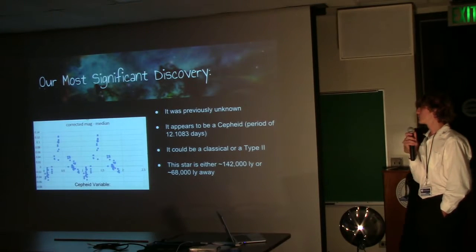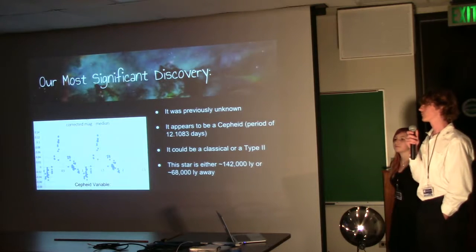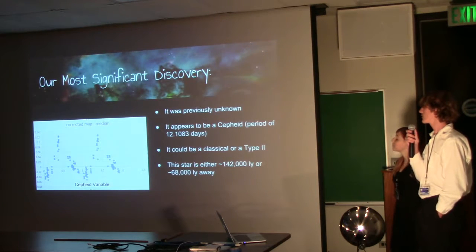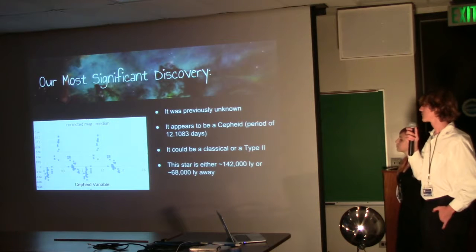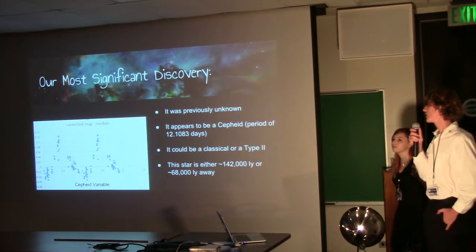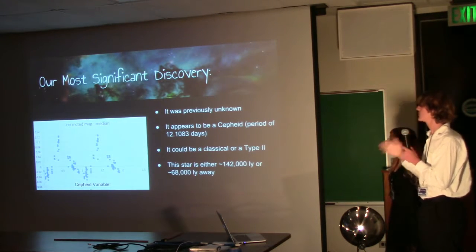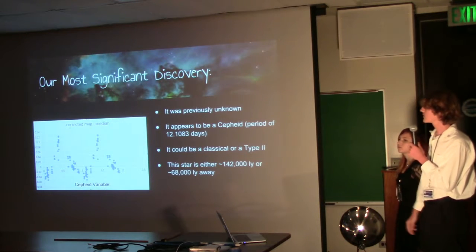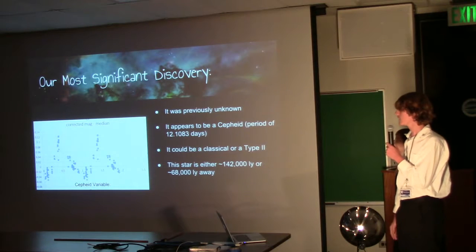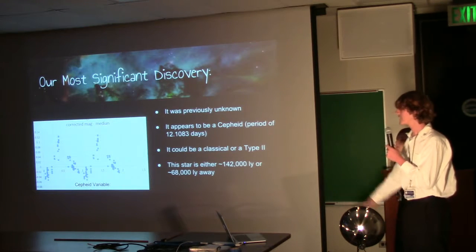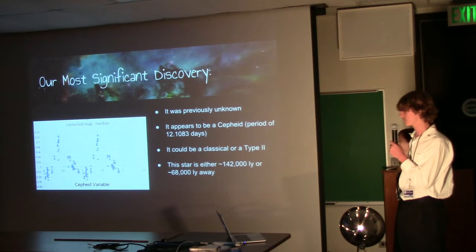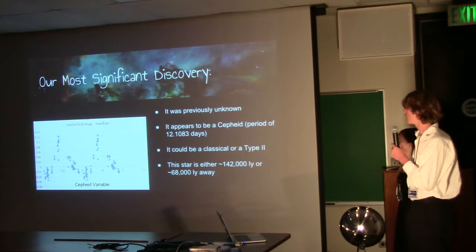So we did actually make one. Well, we think it was a discovery, but we found what appears to be a previously unknown Cepheid. We know this, or we think this, because it has a period of 12 days, and as you can see from our light curve, it has a very steep incline and a shallow decline, which implies a Cepheid type variable.